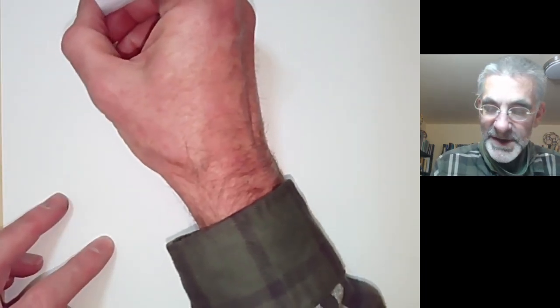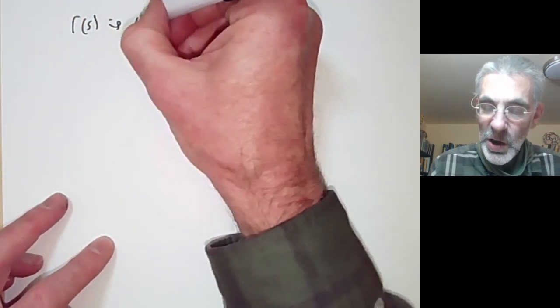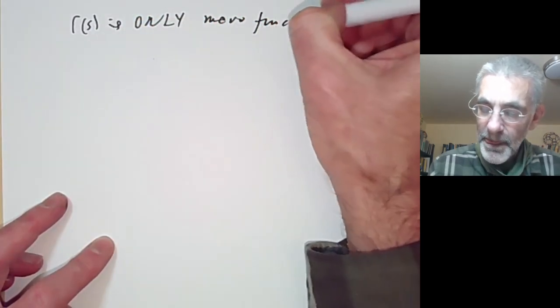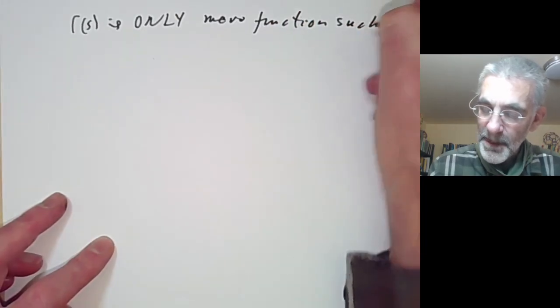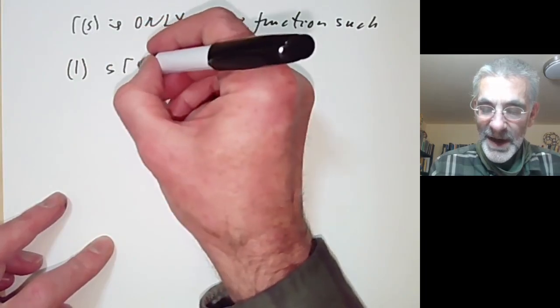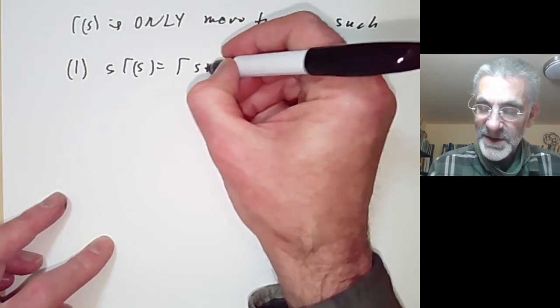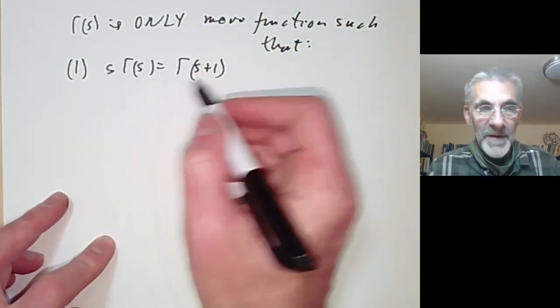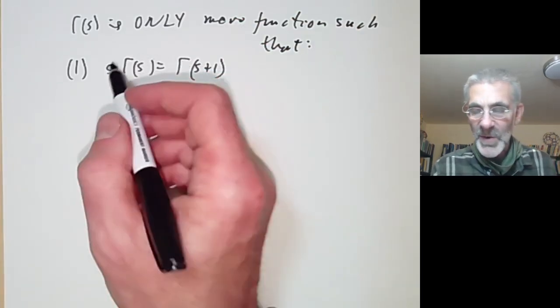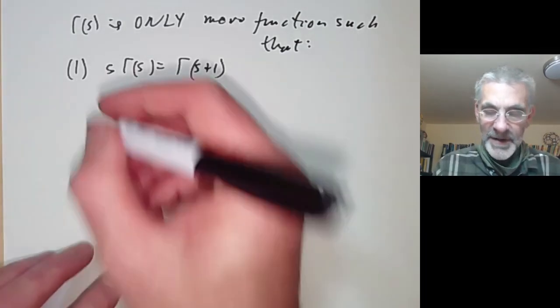Next, we can find a nice characterization of gamma s. So gamma s is the only meromorphic function such that, first of all, s gamma s is equal to gamma s plus 1. So this is the functional equation of the factorial function. So if we want to generalize factorials, we'd better have an equation like this.